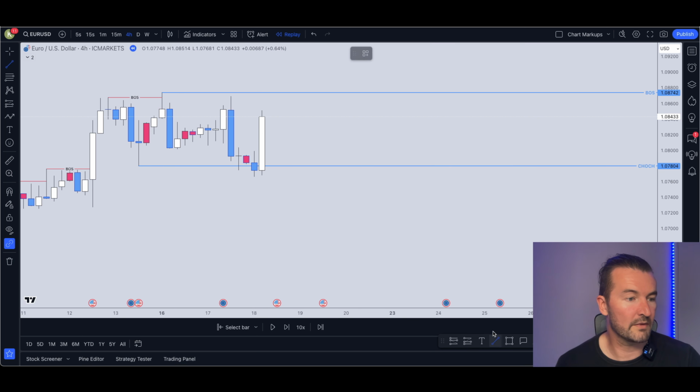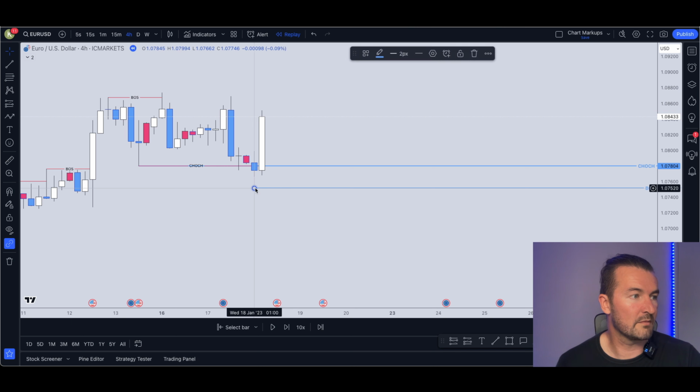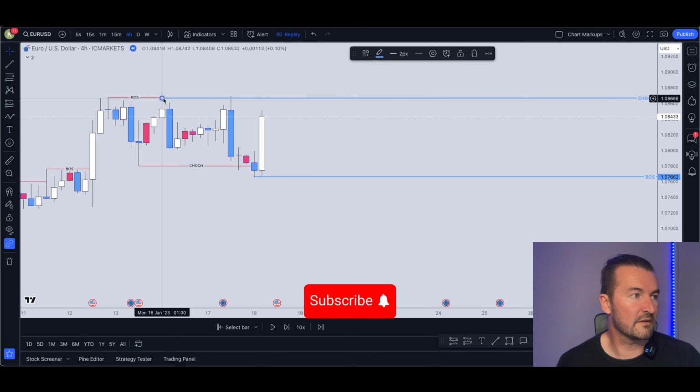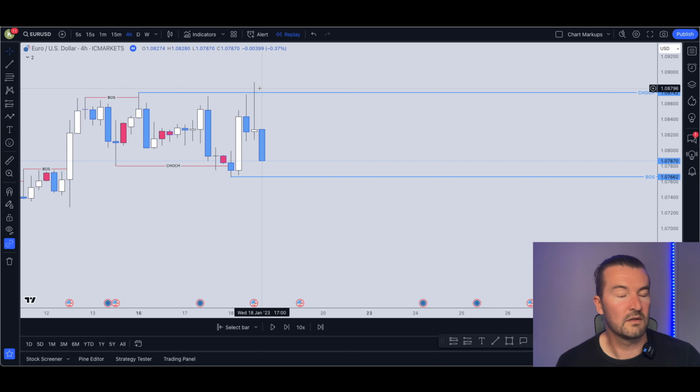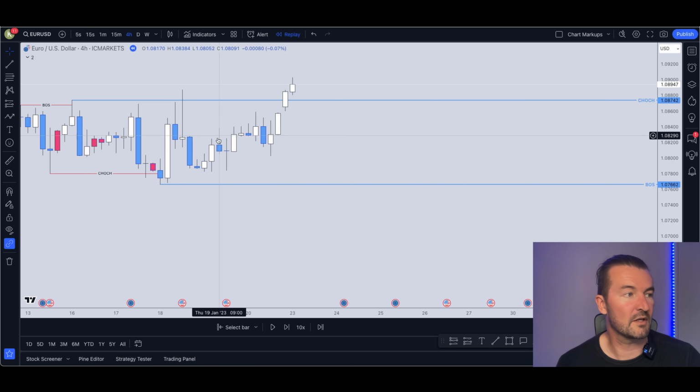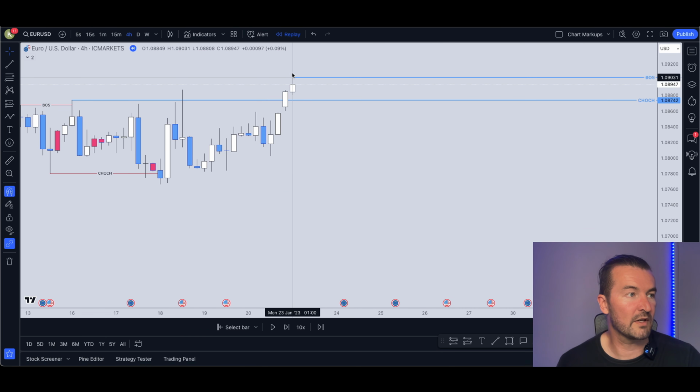So again, what I'm going to do is I'm just going to mark ChoCh on here. So we're going to move BOS down to there, ChoCh up to the furthest point. Only ChoCh with a wick at the moment. And now we finally get a break higher than this highest line. So again, we have a switch around.